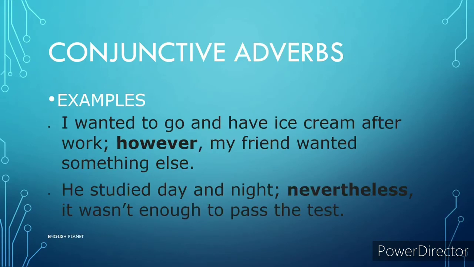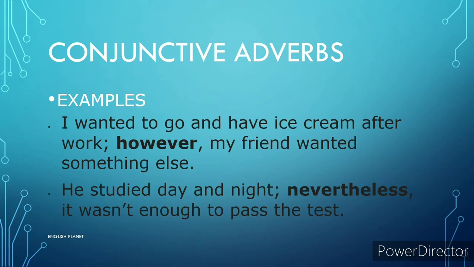I wanted to go and have ice cream after work. This is one sentence. And my friend wanted something else. This is another sentence. So I use however to join these sentences, and before however I put a semicolon. So this becomes a conjunctive adverb because it is joining two sentences. I wanted to go and have ice cream after work; however, my friend wanted something else. So however becomes a conjunctive adverb.